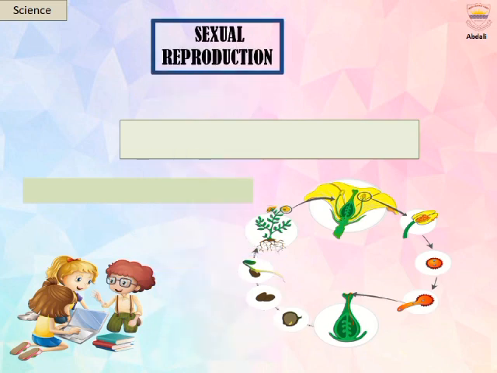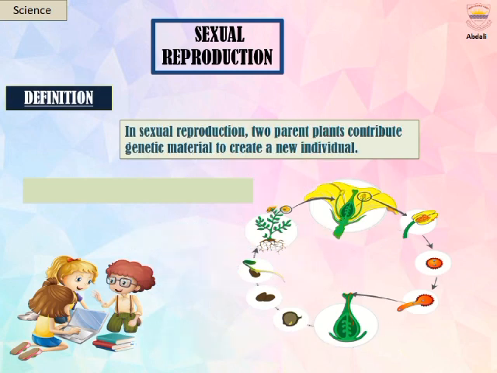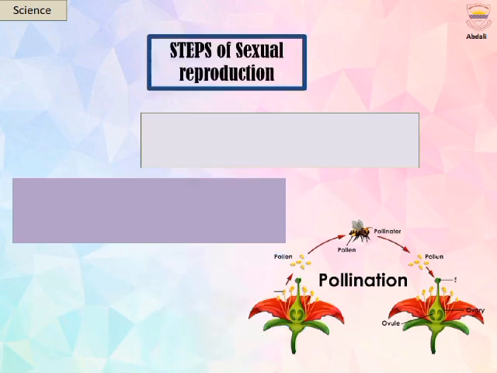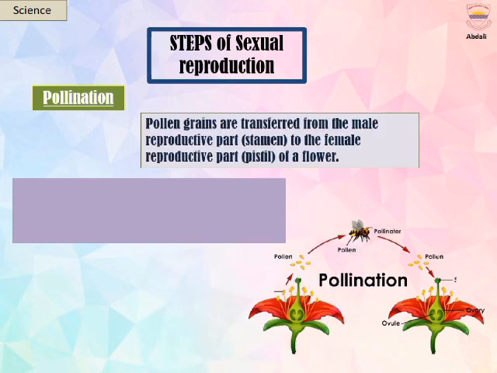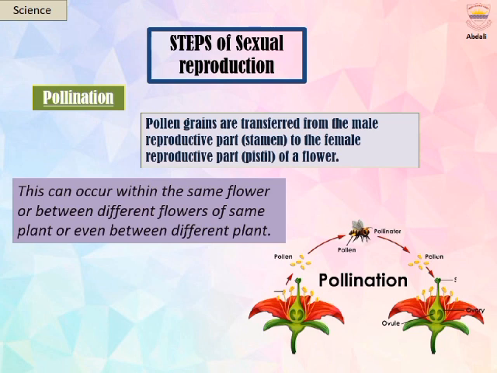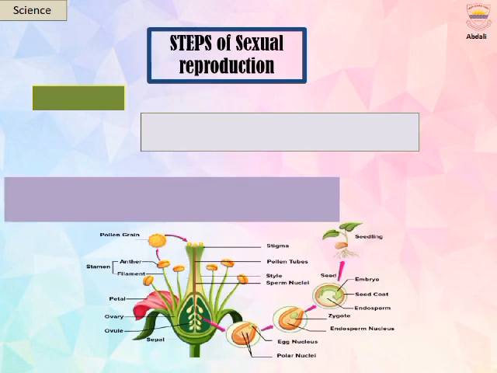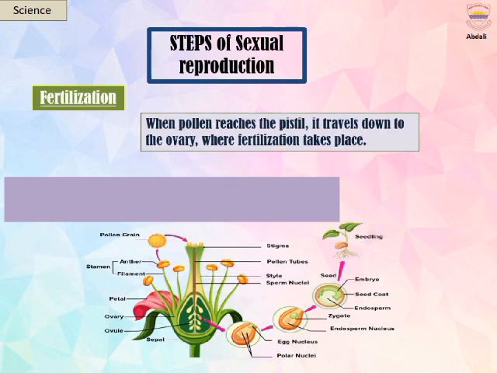Sexual reproduction. In sexual reproduction, two parent plants contribute genetic material to create a new individual. This process is quite fascinating. Sexual reproduction in plants involves the following steps. Pollination. Pollen grains are transferred from the male reproductive part, stamen, to the female reproductive part, pistil, of a flower. This can occur within the same flower or between different flowers of the same plant or even between flowers of different plants. Fertilization. When pollen reaches the pistil, it travels down to the ovary, where fertilization takes place.